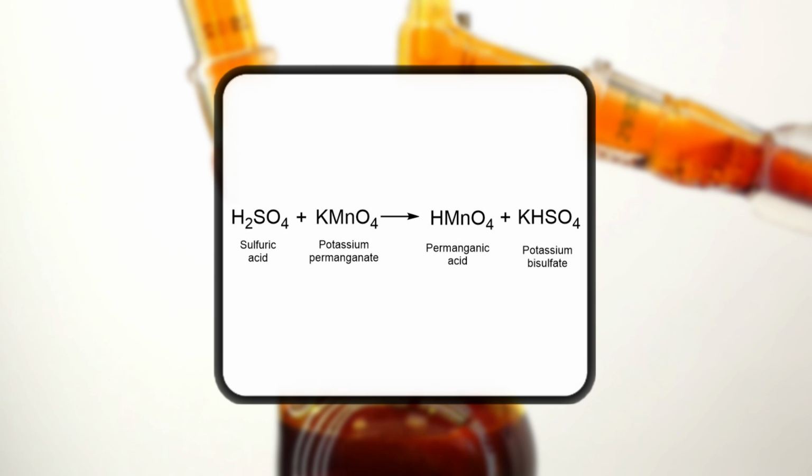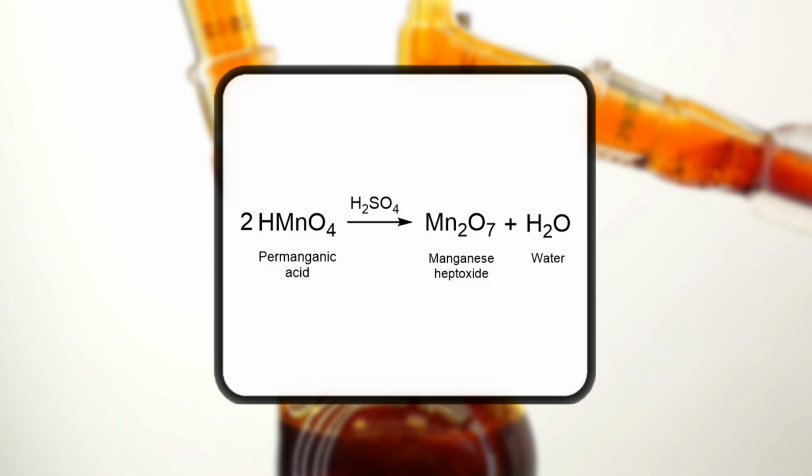Simultaneously, sulfuric acid attacks the potassium permanganate and turns it into permanganic acid, which is then dehydrated to form the infamous manganese heptoxide. If this process happened in a dry environment, it could very easily lead to an explosion, since manganese heptoxide decomposes at just 55 degrees Celsius.